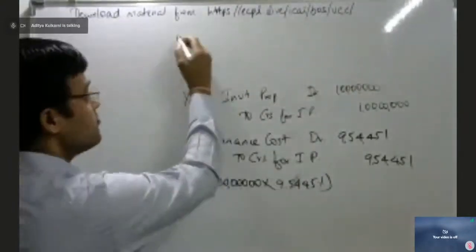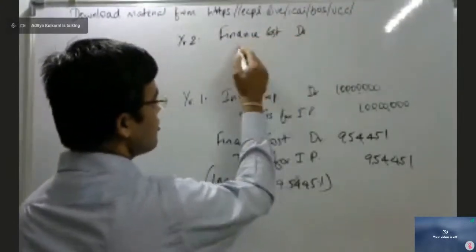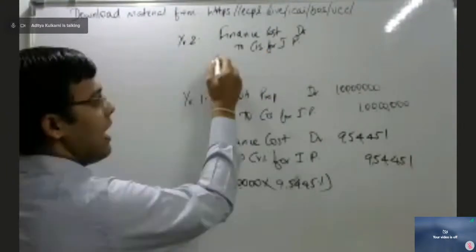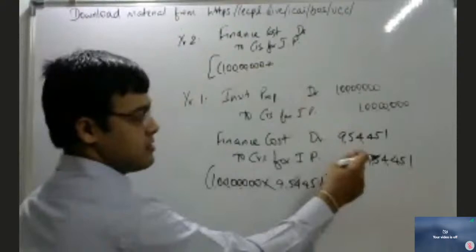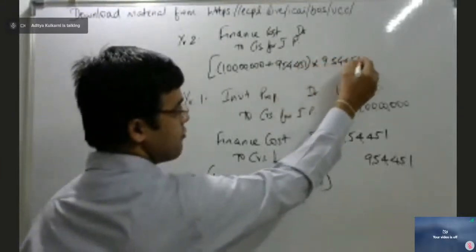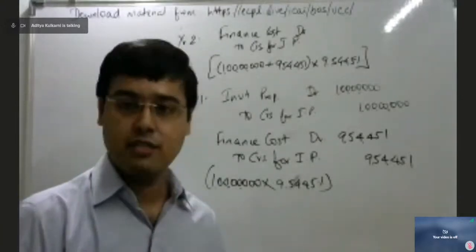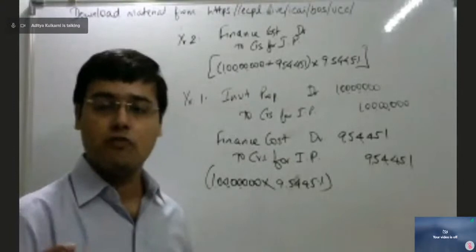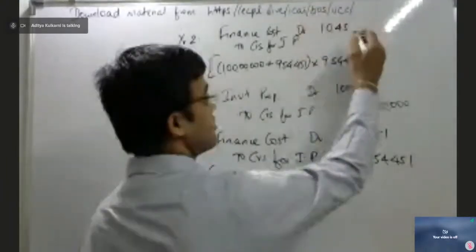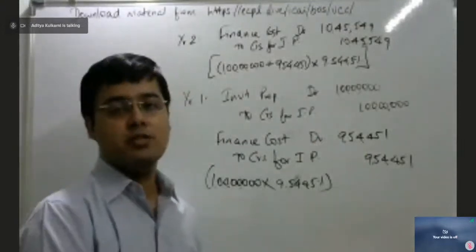Yes, year 2, finance cost debit to creditors for investment property. This year 2, how will you compute? 1 crore plus 9,54,000, this is the interest at the end of first year, multiplied by 9.5445%. If you do this multiplication to the entire decimals, you will get the finance cost as 10,45,549. Is it okay? Please confirm if this much is okay or not.